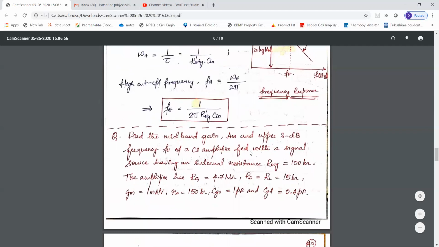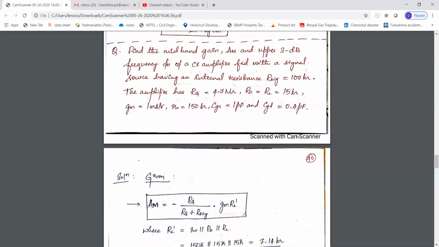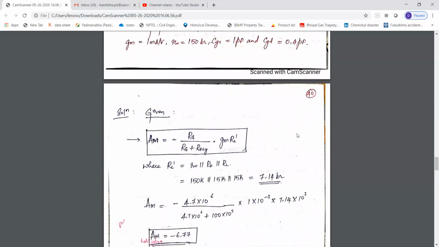Next, we have a problem to solve, wherein a common source amplifier has an internal resistance R signal of 100 kilo ohm and R_G of 4.7 mega ohm, R_D and R_L equal to 15 kilo ohm, g_m equal to 1 milliampere per volt, r_0 equal to 150 kilo ohm, C_GS equal to 1 picofarad, and C_GD also equal to 1.4 picofarad.